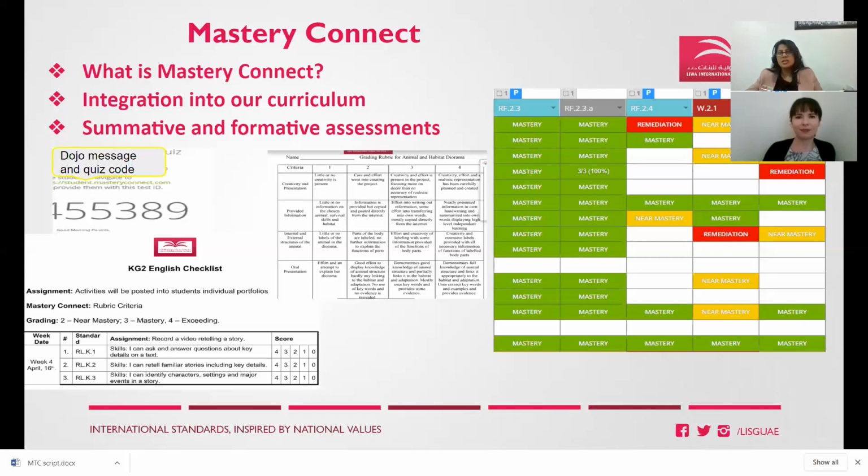As soon as the kids take the assessment, a report is generated on Mastery Connect, as you can see on the screen. For each standard, as you can see for RF 2.3, almost all the kids have mastered the assessment. But for RF 2.4, there are few who have taken it, and just a couple of them who are near mastery and remediation. This just gives them a really immediate idea of what's happening in that standard, if they have to stay put, or move forward, or adapt the teaching and learning.